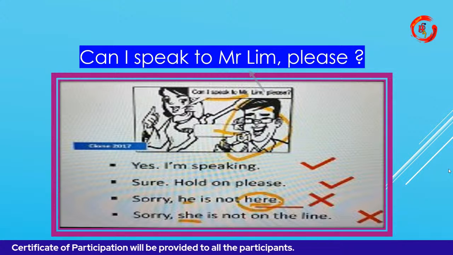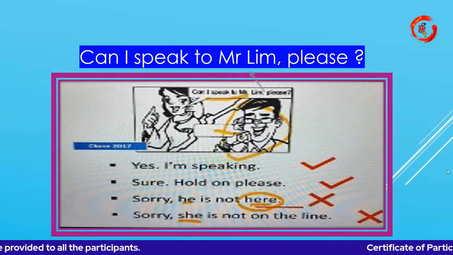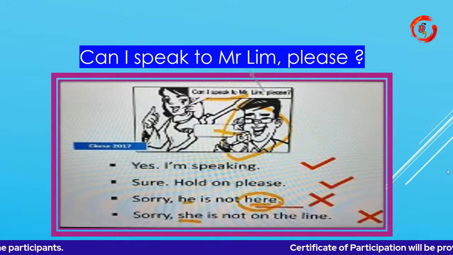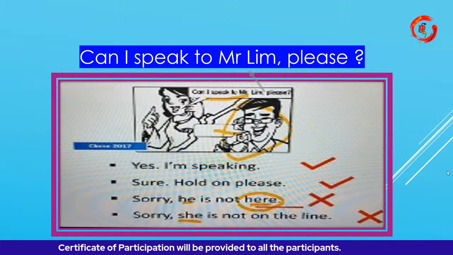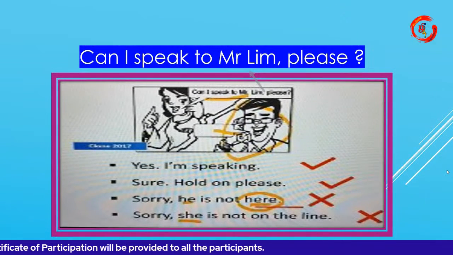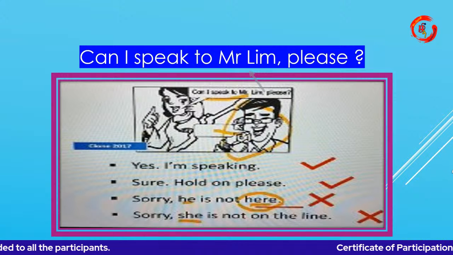It is not she, because she's asking for Mr. Lim. It should be he. Sorry, he is not on the line. Then it's correct. Understand? The pronouns is very important. He and she. It looks simple, but it is so important. So remember, when you write, please check your pronouns.